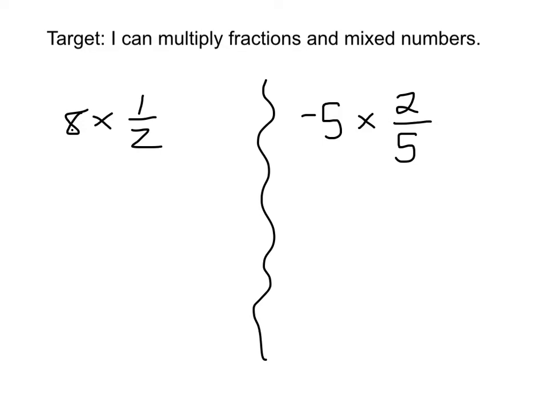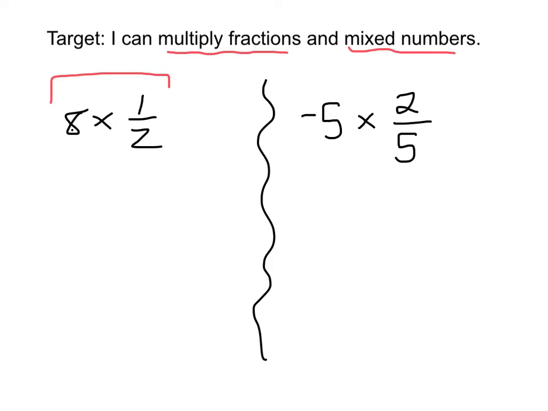In lesson 3.6, the target states that I can multiply fractions and mixed numbers. Multiplying fractions might be one of the easiest types of fraction work, only because it involves the least amount of work. When you're multiplying a fraction like 8 times 1/2, think about what multiplication is. It's a part of a number.